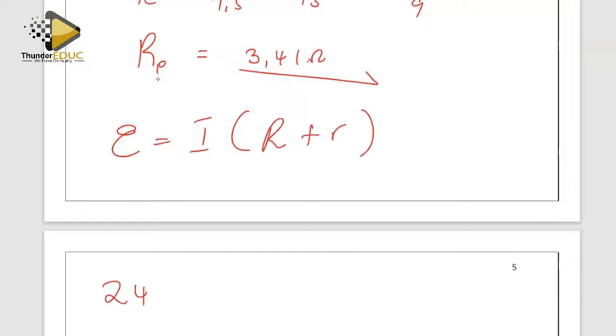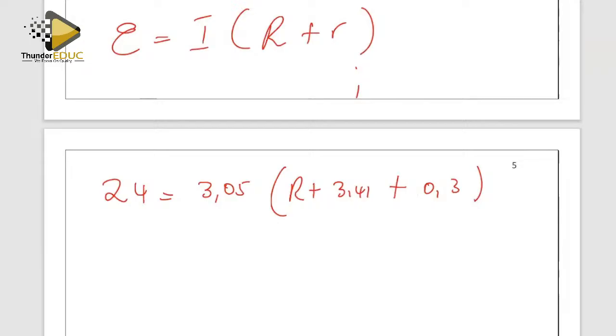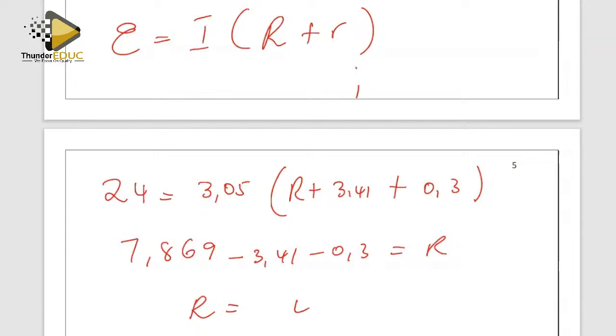So this is going to be 24 is equal to 3,05 into R plus the 3,41, plus my internal resistance, which is 0,3. I'll start by dividing both sides by 3,05. So 24 divided by 3,05, that's going to give me 7,869. I'm subtracting 3,41, I'm subtracting 0,3 to get my R, meaning that my R is 4,16 ohms. This is what I'm getting.